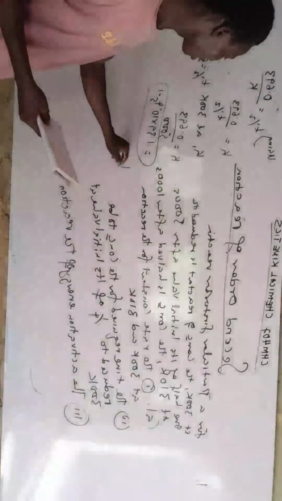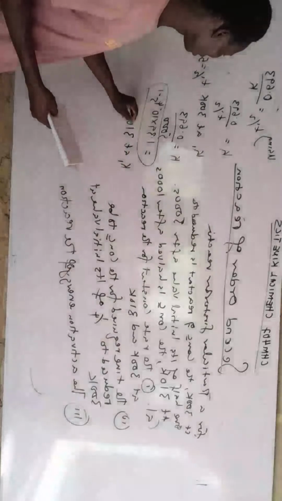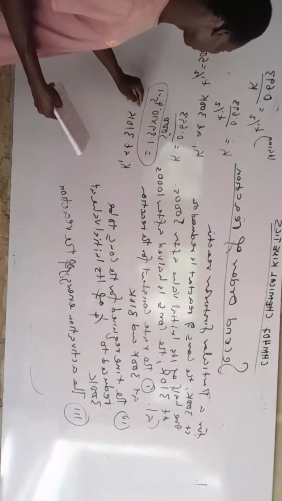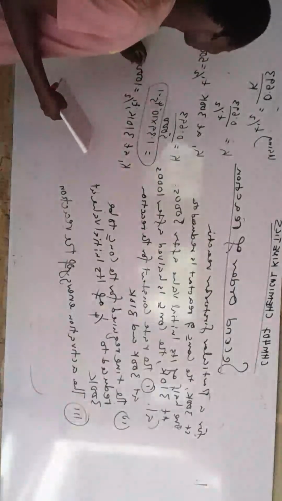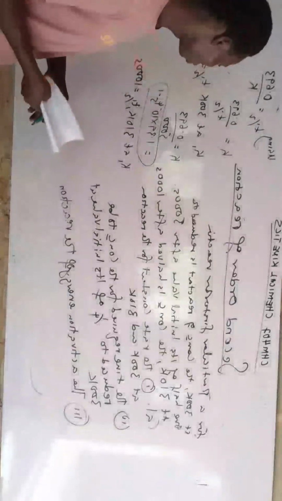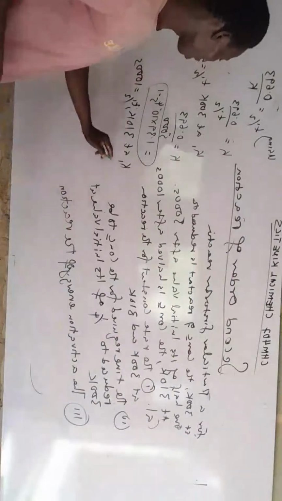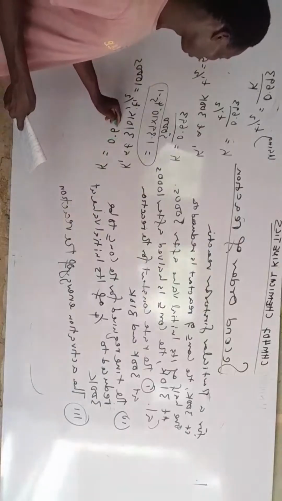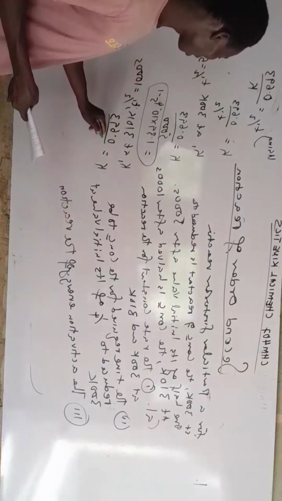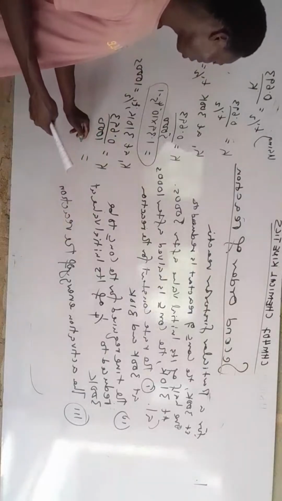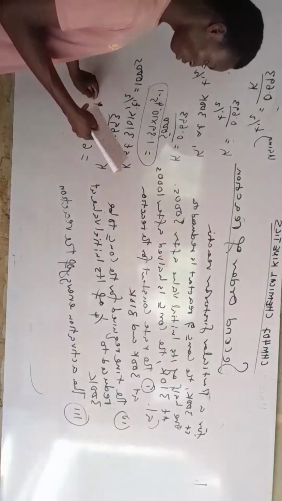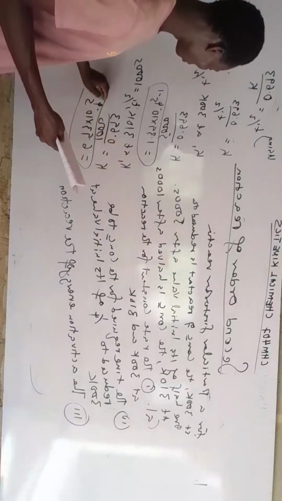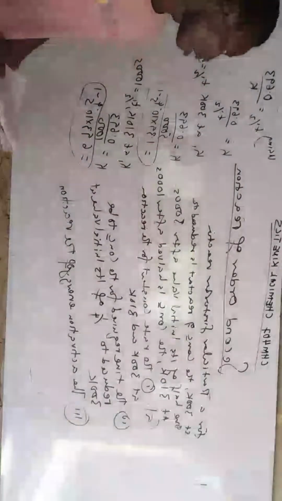Second one, K at 310 Kelvin, when our t half equals 1,000 seconds. K equals 0.693 divided by 1,000, and that will give you 6.93 times 10 raised to the power minus 4 per second. That's the second one that we have there. So we've obtained the K for the two of them.